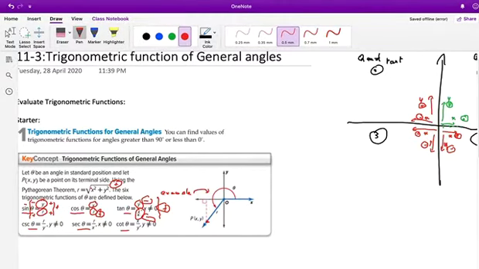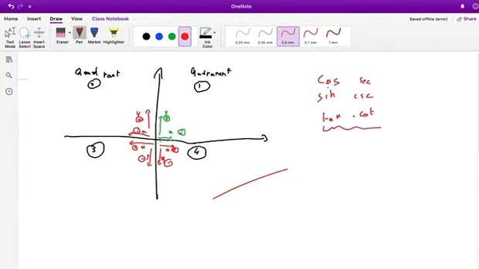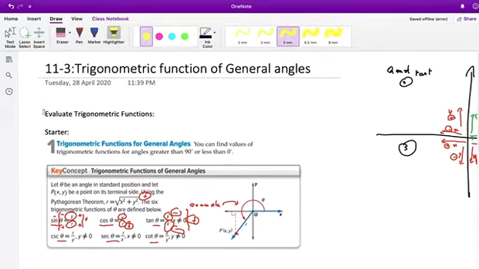Okay, anyway, it's not our main point, I only want you to know that. So cosine, sine, tangent, secant, cosecant and cotangent all depend, as we said before, on the signs of x and y. So whatever the signs of x and y are, that gives the sign of these six trigonometric functions. Our main goal for today is how to evaluate trigonometric functions.